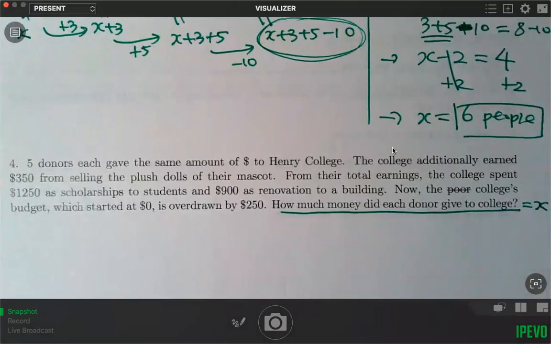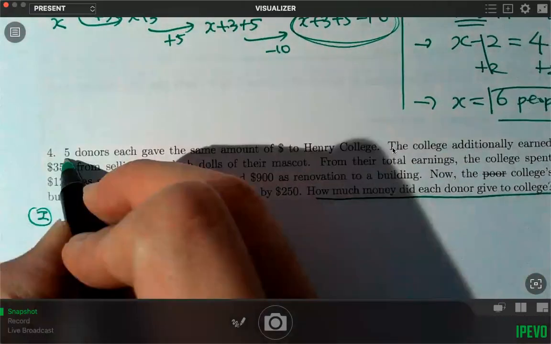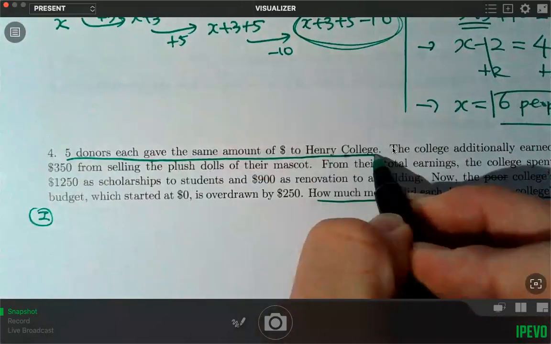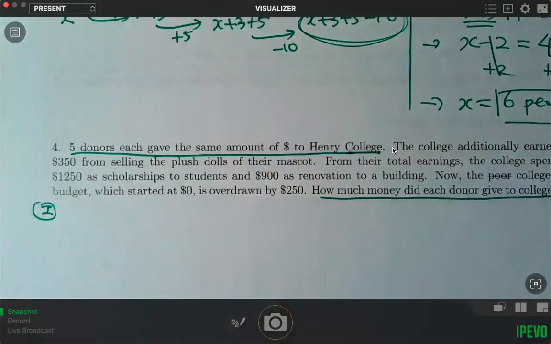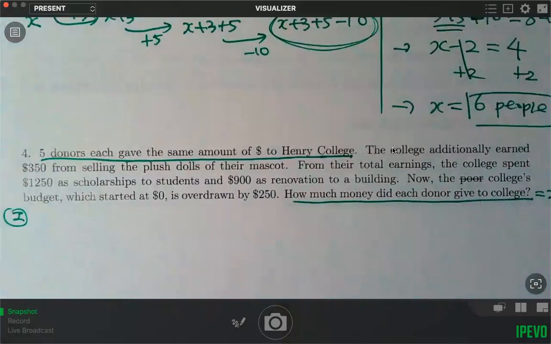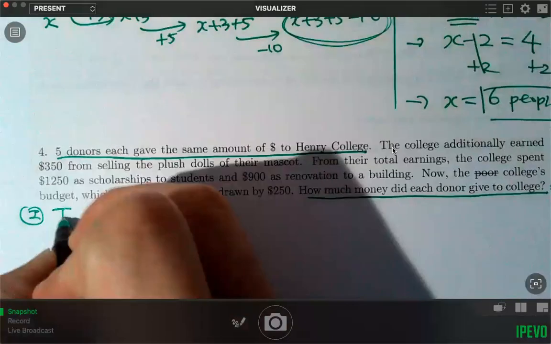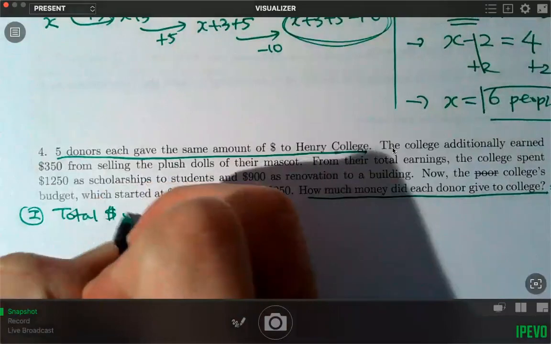Okay, so now, let's look at the first sentence. 5 people donated the same money to college. From here, can you deduce something? Can we get something basically, using X? 5 times X, do you see that? Okay, so what does 5 times X stand for? The total amount of donations.